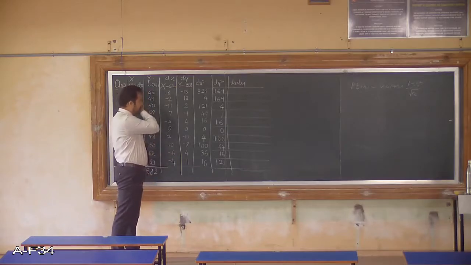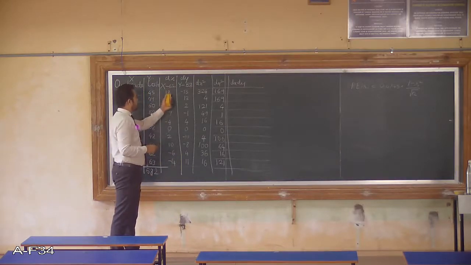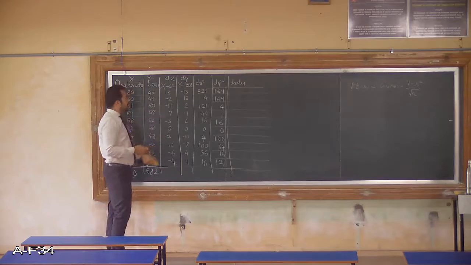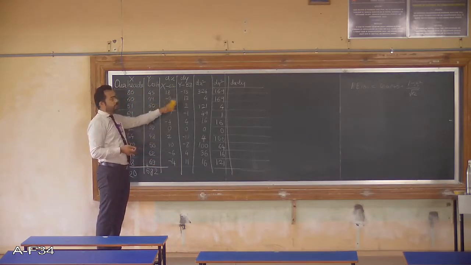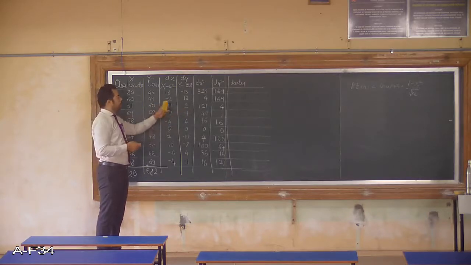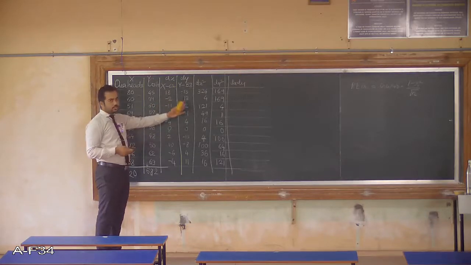Now for dx dy, we need to find the multiplication of dx into dy. Here we have to be careful and check the negative signs. If you have one negative sign, you get the multiplication negative. If you have both negatives, then we get the multiplication positive.